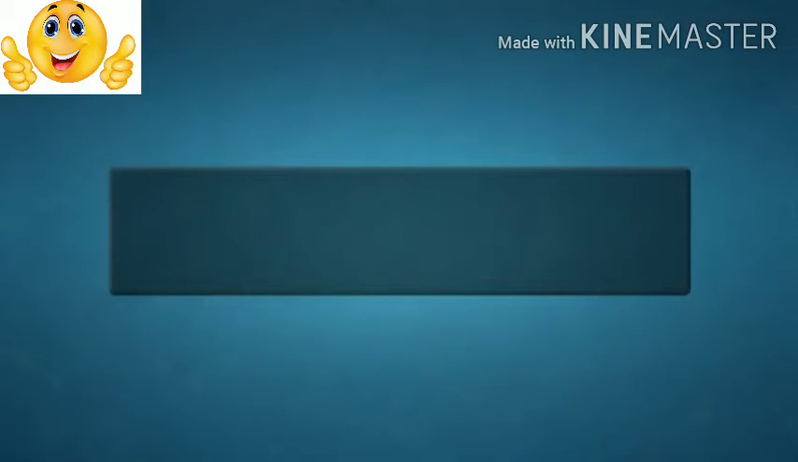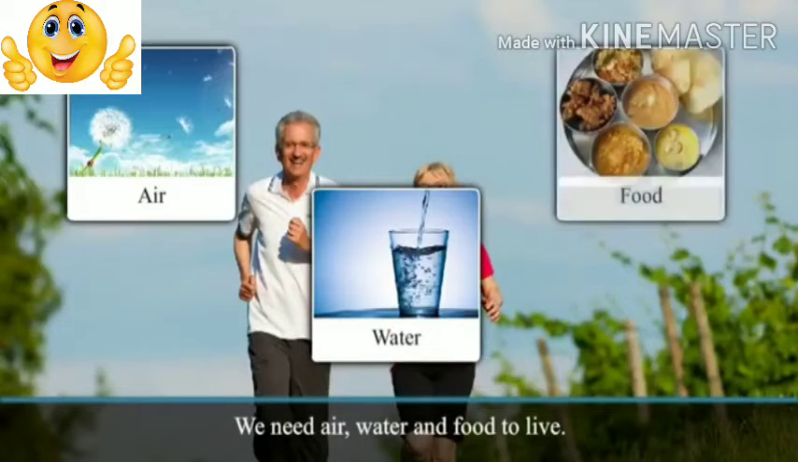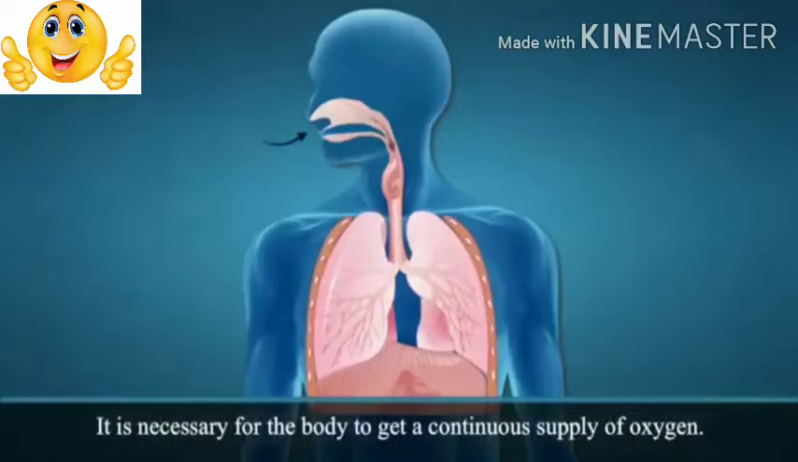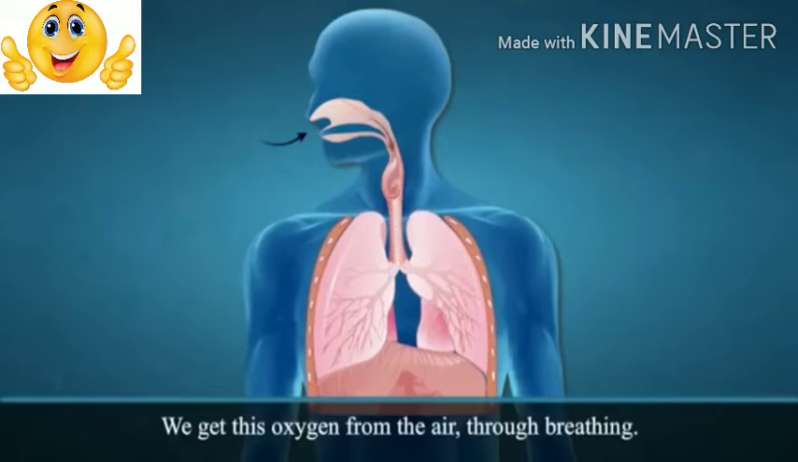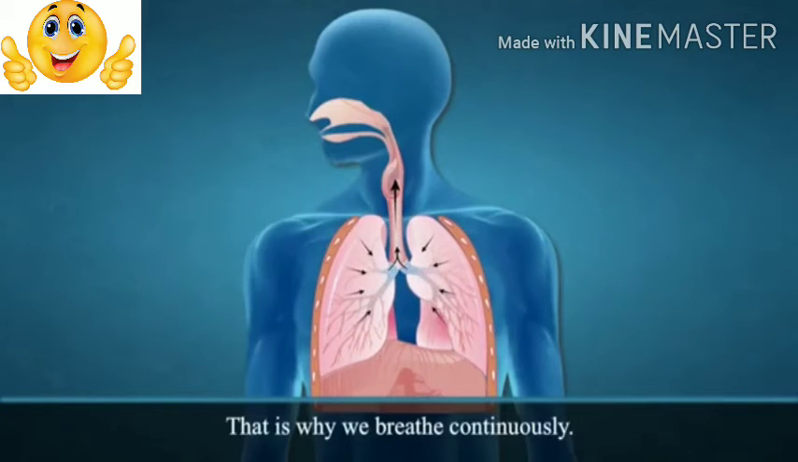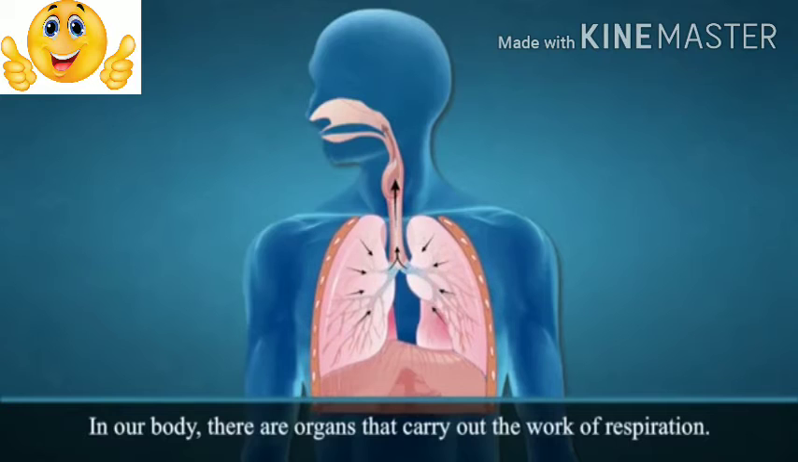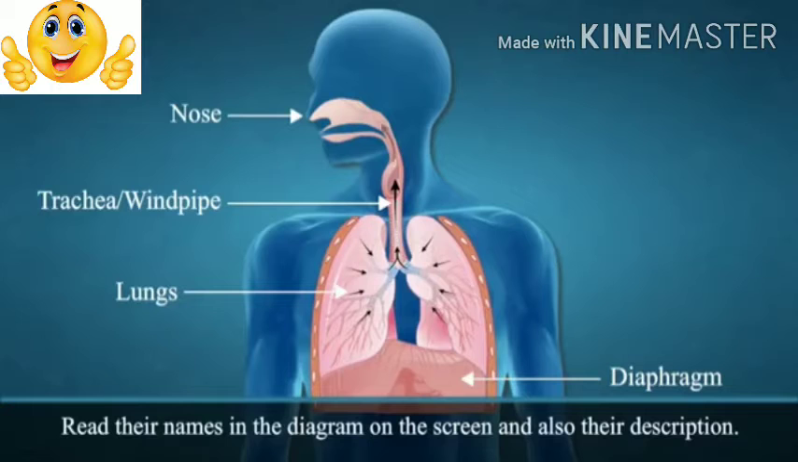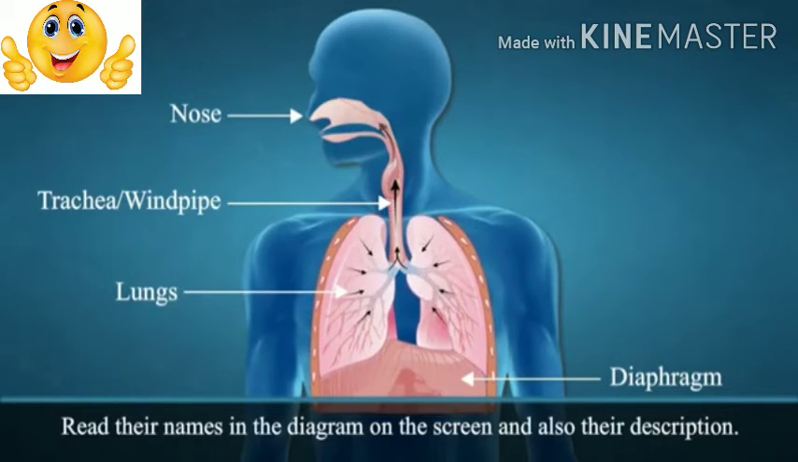Respiration. We need air, water, and food to live. It is necessary for the body to get a continuous supply of oxygen. We get this oxygen from the air through breathing. That is why we breathe continuously. In our body, there are organs that carry out the work of respiration. Read their names in the diagram on the next page and also their description.